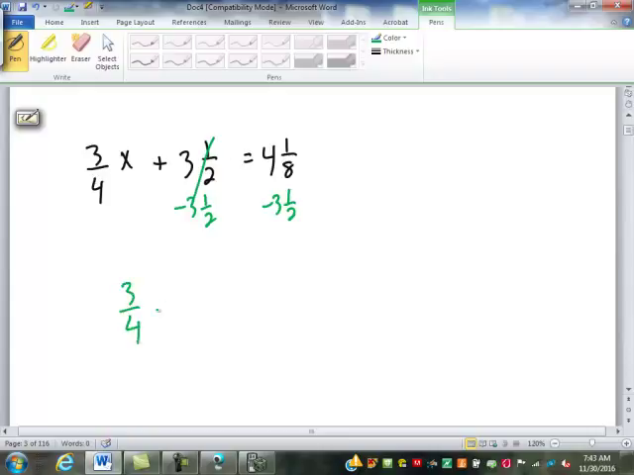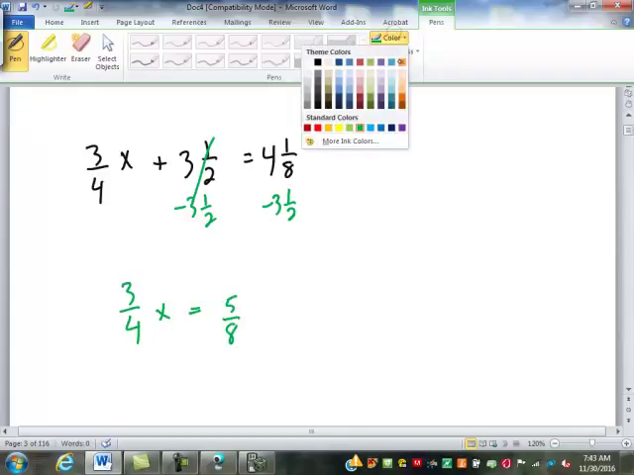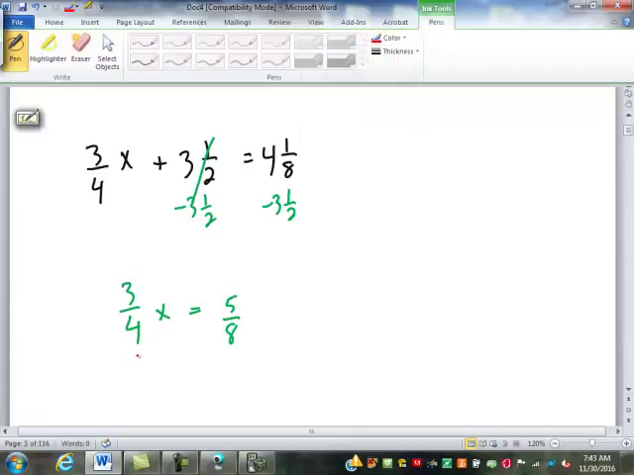So 3/4 x equals 4 1/8 minus 3.5 is 5/8. And then divide by 3/4. Yeah, you multiply by 4 over 3. Yep. This is multiplying by the reciprocals, all you're really doing. So you get 5 over 6.